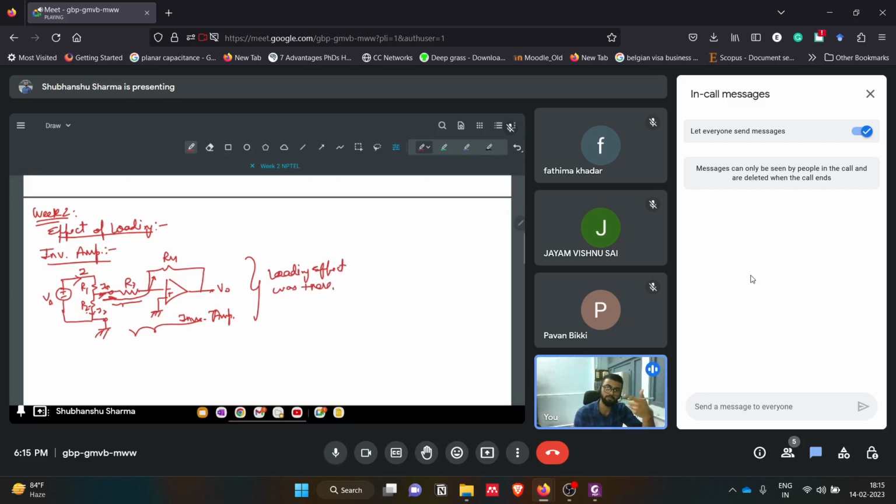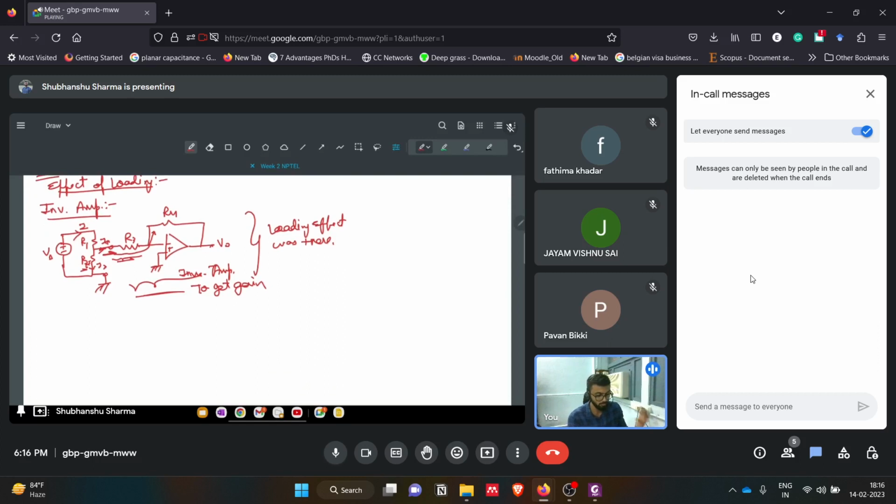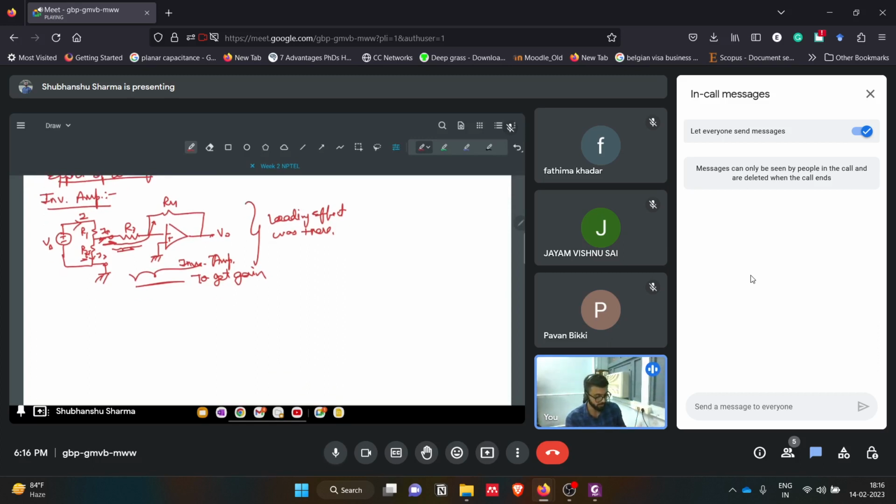But first of all, why did we introduce this op amp here? We introduced the op amp because we wanted gain also. If R2 is, let's say, very small, the output voltage will be very small. But if we want to magnify that output, that's why we are using op amps, to get gain. But then we saw that if we use an inverting amplifier, although we are getting the gain, the loading effect is there. Then how will we solve that? Can we use any other configuration?